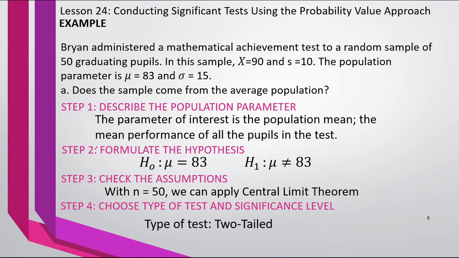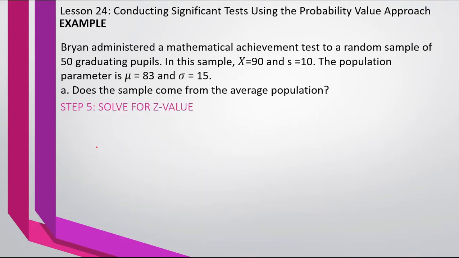Very good. Paano naman yung significance level? Meron ba? Ang significance level natin ay 0.05 kasi ang alpha natin kanina ay 0.05. Yun yung nasa given. Kuha ba? Okay, good. Next. With those being said, let us proceed to step 5, which is solve for the z-value.